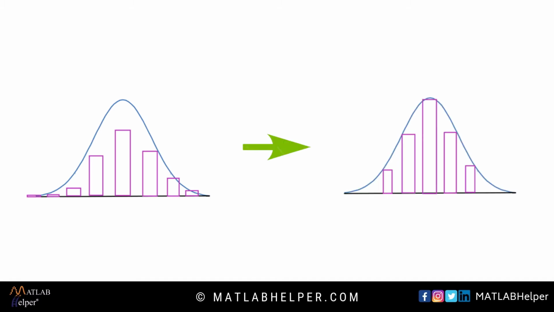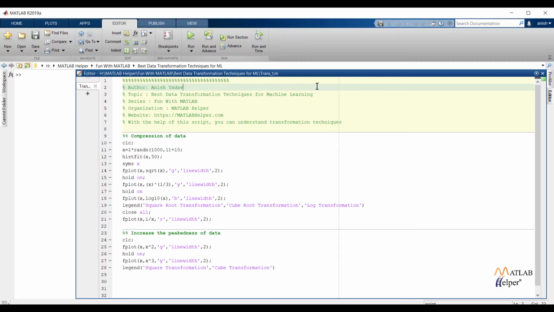In this video, I assume that you all are familiar with the fundamental understanding of the basics of transformation techniques and MATLAB coding. And right here, when modeling the machine learning algorithm, we are going to see which transformation technique is best for particular data. You can see the code over here. Generally, to compress data, we use square root, cube root, log and reciprocal transformation.